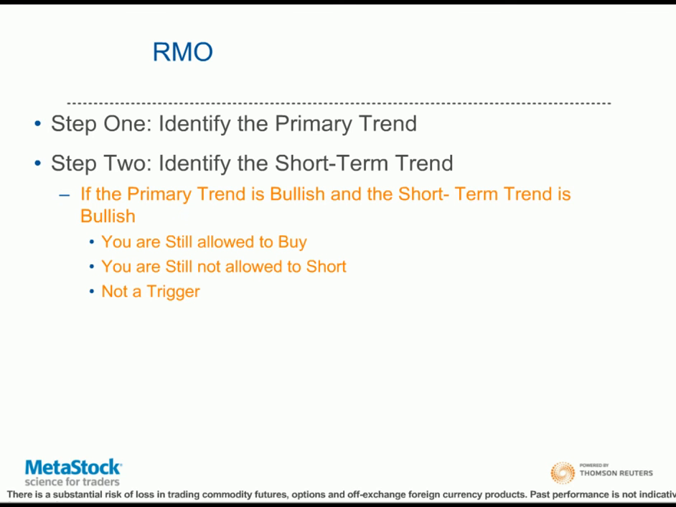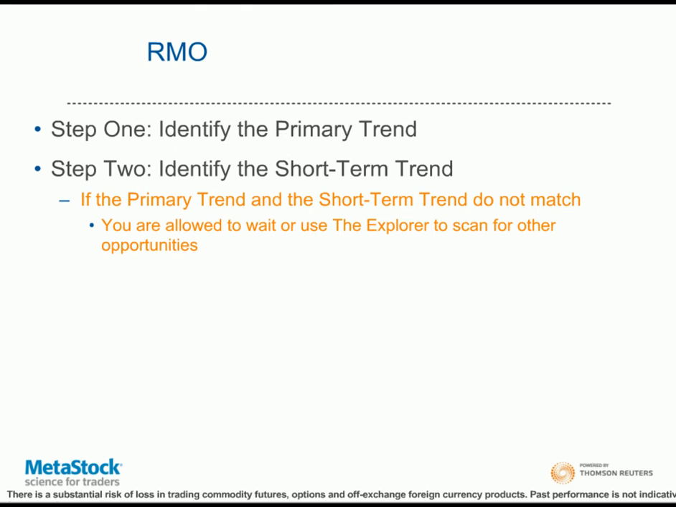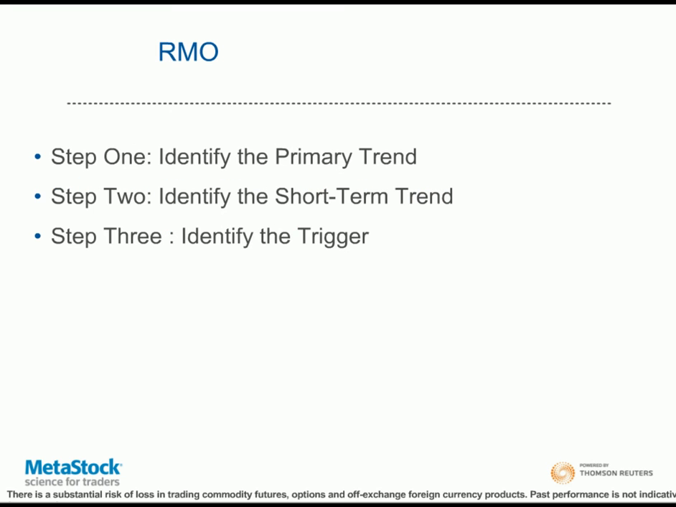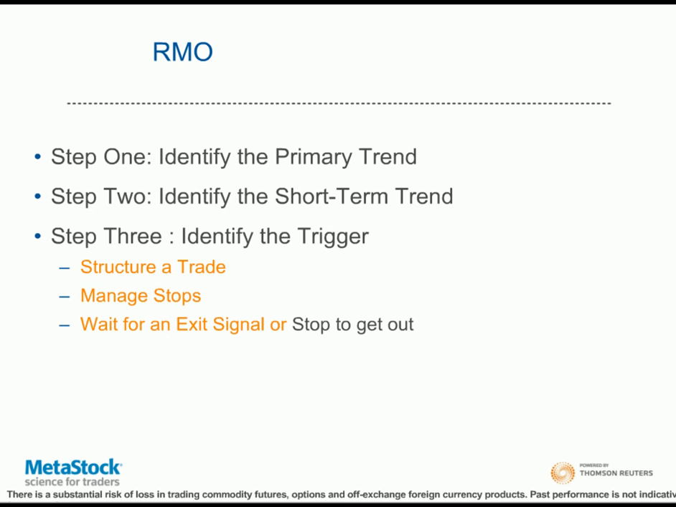Okay. So let's go ahead, just to go back into the presentation for a second and just kind of recap what we've been. Again, we're just going to go through a couple slides here. Again, if the primary trend is bullish and the short-term trend is bullish, you're allowed to buy. You're still not allowed to short. Still not a trigger. Okay, so what is a trigger? If they don't match, you're allowed to wait. That's what you're allowed to do. Or you can use a scanner to use for opportunities. Okay, but again, right now we've got very, very specific entry signals in terms of what the rules are. And they're very, very easy to interpret. So what do we do to identify a trigger?